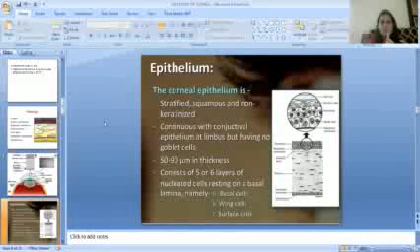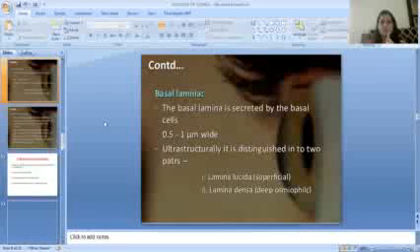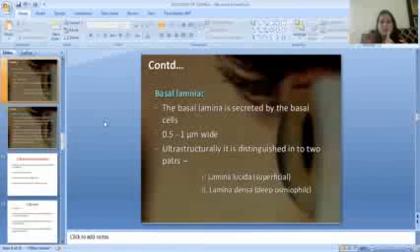First, the epithelium. The corneal epithelium is stratified, squamous, and non-keratinized. It is continuous with the conjunctival epithelium at the limbus, but has no goblet cells. Thickness is 50 to 90 micrometers. It consists of 5 or 6 layers of nucleated cells resting on a basal lamina, namely the basal cells, wing cells, and the surface cells. The basal lamina is secreted by the basal cells.